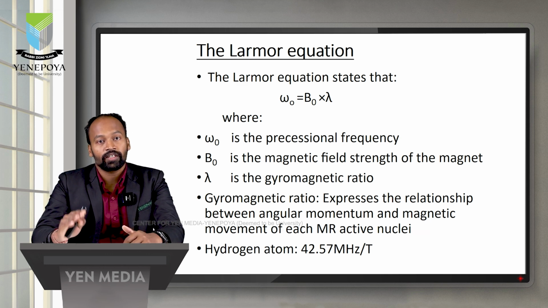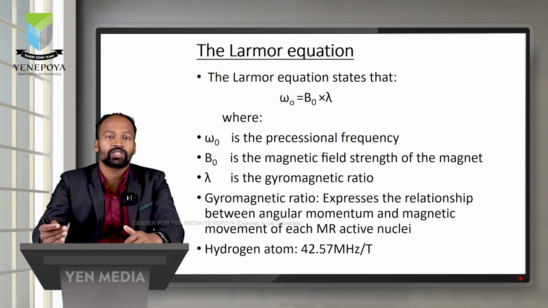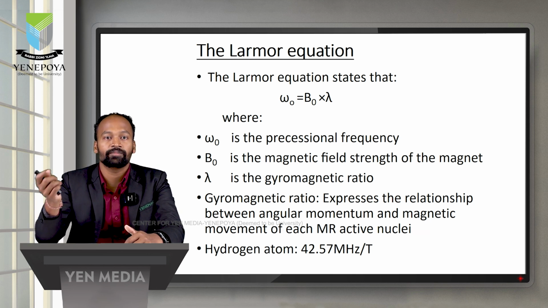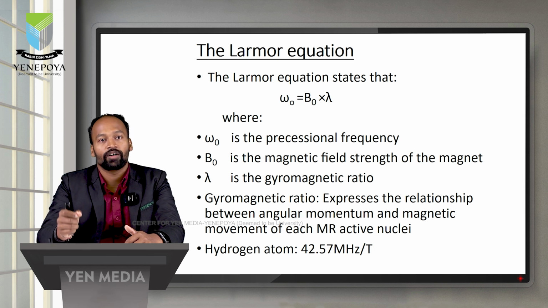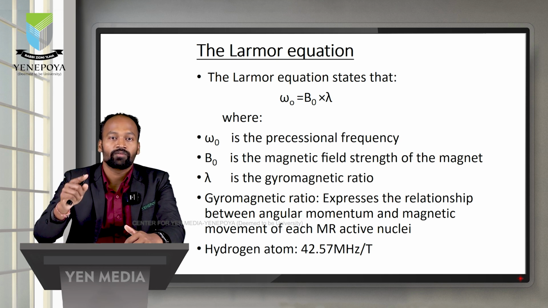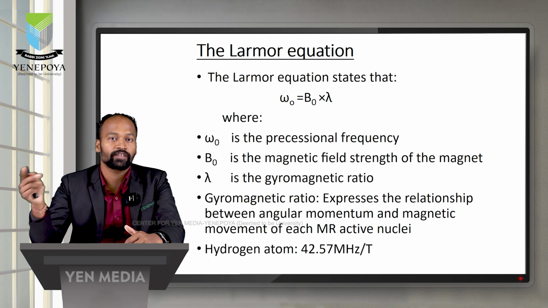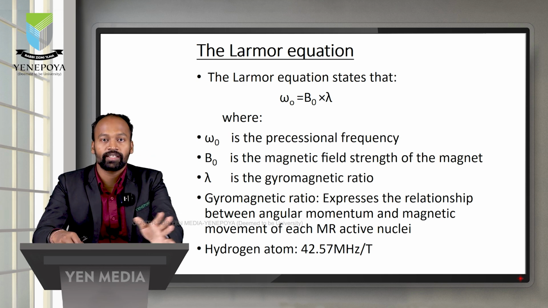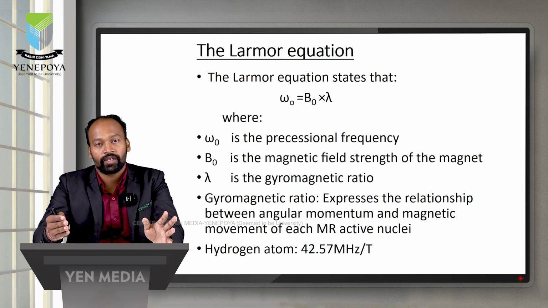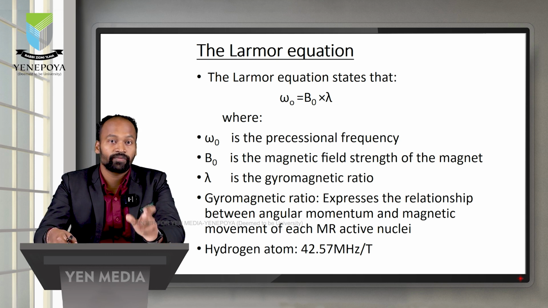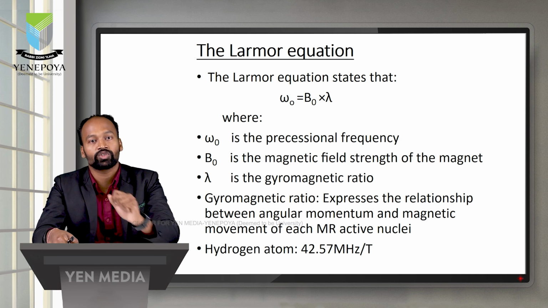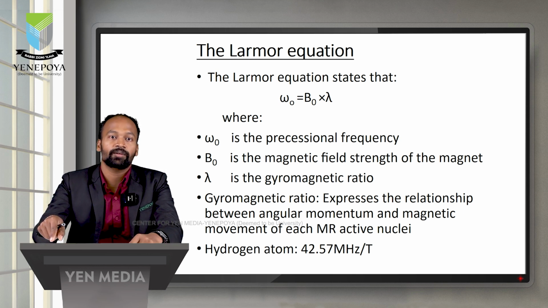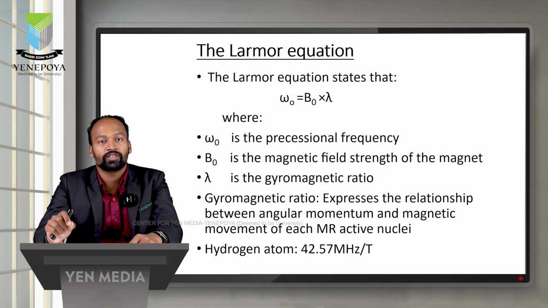Okay. So, if the Tesla machine varies from 1 Tesla to 7 Tesla, the precessional frequency of the hydrogen atom will shift from 42.57 to 42.57 into 7. If the machine present in our department, or in many clinical diagnostic centers, is about 0.5 Tesla, then the frequency of the hydrogen atom in that machine will be 0.5 into 42.57. Okay.